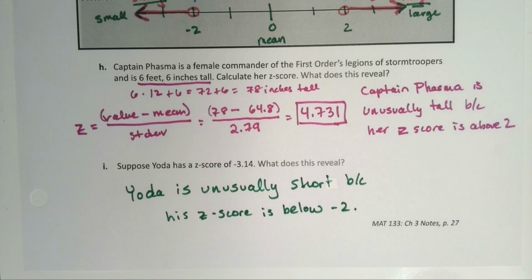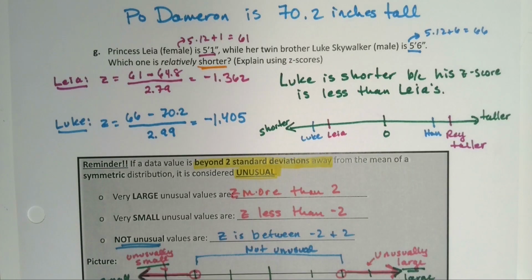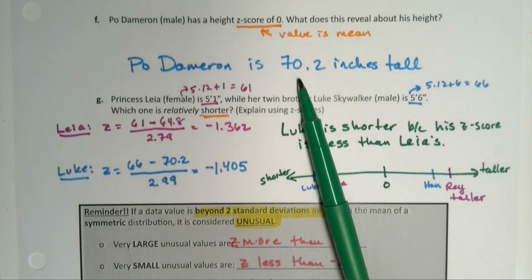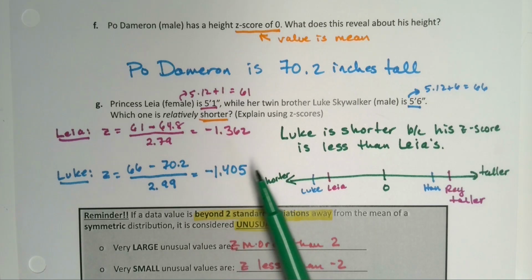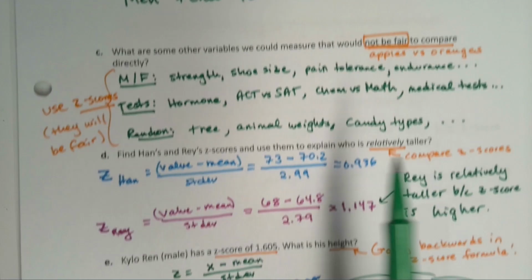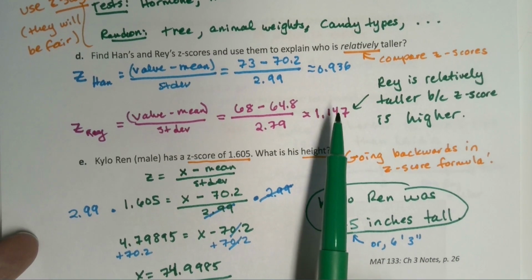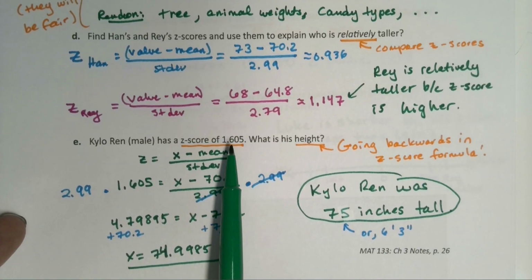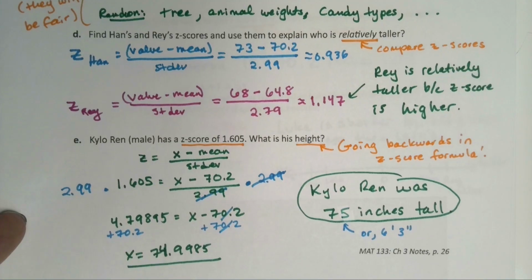As opposed to, let's say, Luke and Leia. Luke and Leia were short, but not unusually short, because their z-scores were between negative 2 and 2. Same thing with Poe Dameron. His z-score was 0, so he's not unusual. A z-score of negative 1.362, those are not unusual. Han and Rey are both not unusual. Even Kylo Ren, as tall and intimidating as he is, is not unusually tall, because his z-score is only 1.605.